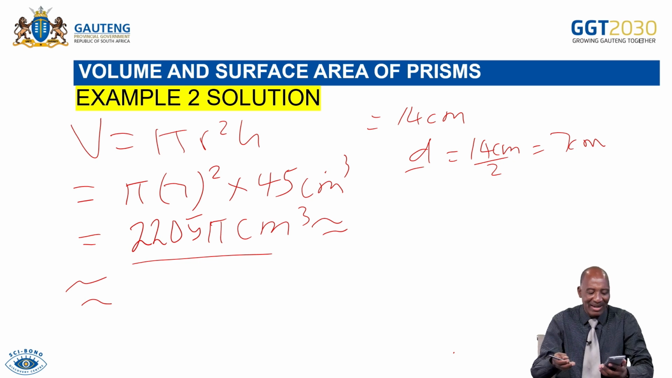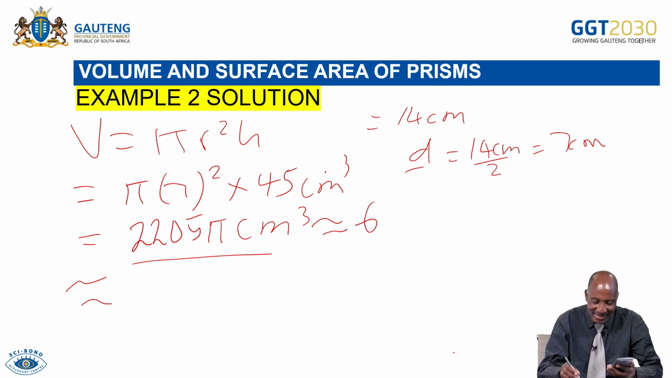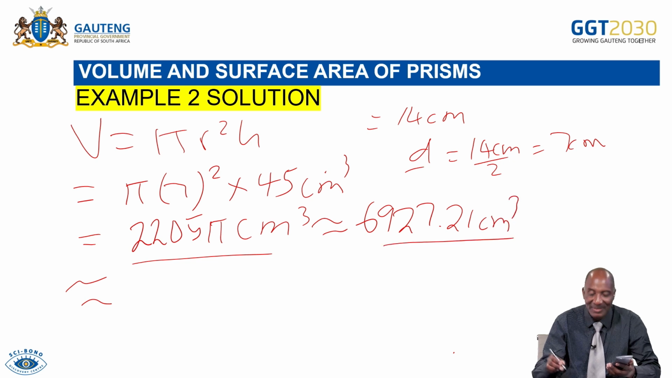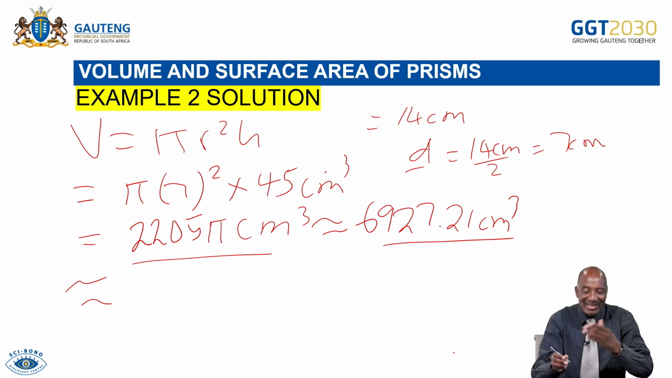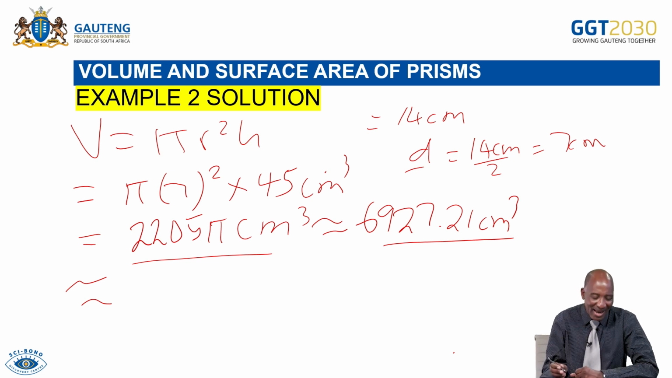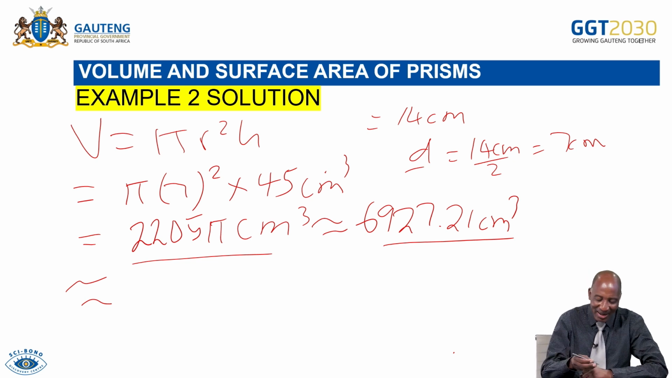If you multiply this by pi and convert to a decimal, it is approximately 6,927.21 centimeter cubed. That is our new volume from the previous one, which was slightly lower than this, if you still remember. I hope you kept the answers there. Right, so we want to compare and see how the two compare.